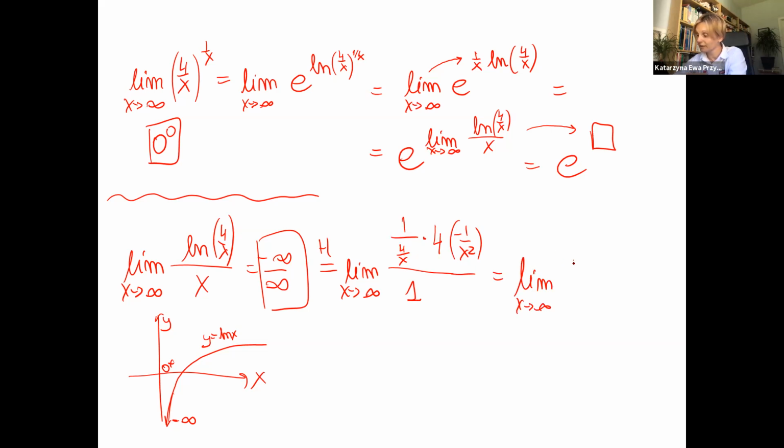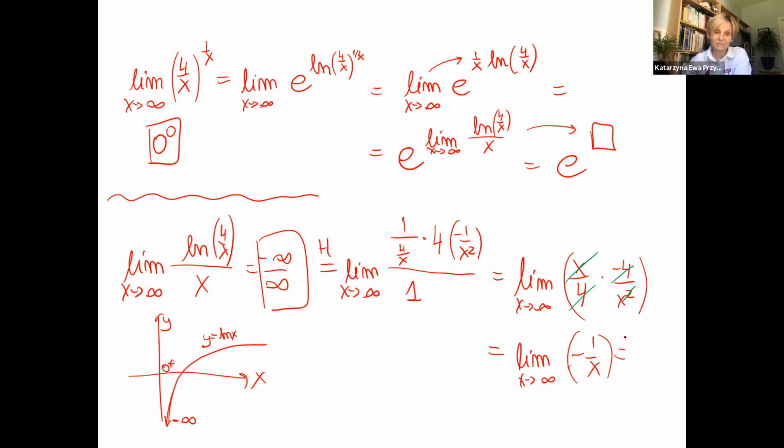1 over 4 over x, I can flip as x over 4, and then negative 4 over x squared. And 1, we may ignore it. Okay, do you see the answer? We can simplify those quantities. Negative 1 over x. And actually, 1 over a big number is a small number. Negative in this case isn't really affecting because we do not have negative 0. Okay, 0, but what is the final answer?